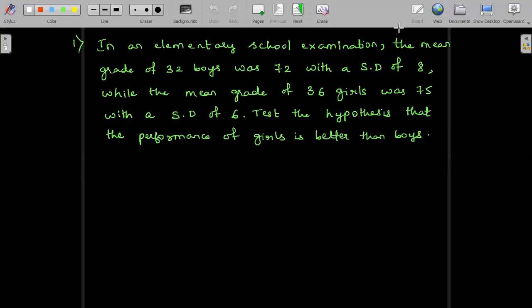Now we will discuss the problems on test of significance of difference between means. So first question, in an elementary school examination, the mean grade of 32 boys was 72 with a standard deviation of 8, while the mean grade of 36 girls was 75 with a standard deviation of 6. Test the hypothesis that the performance of girls is better than boys.